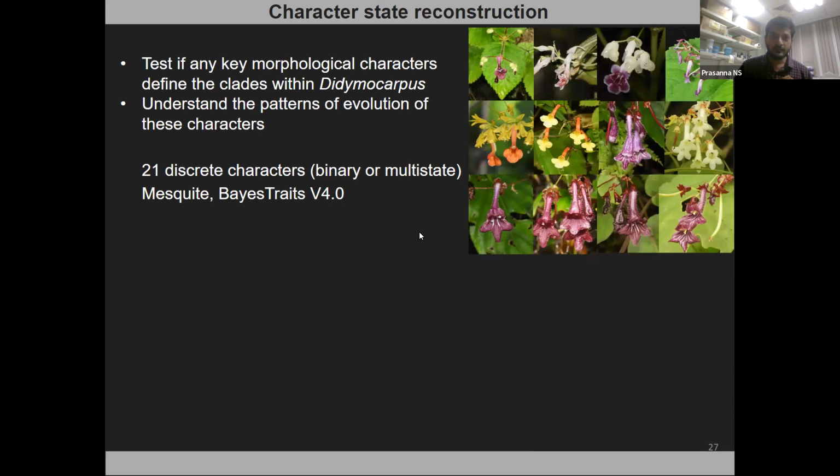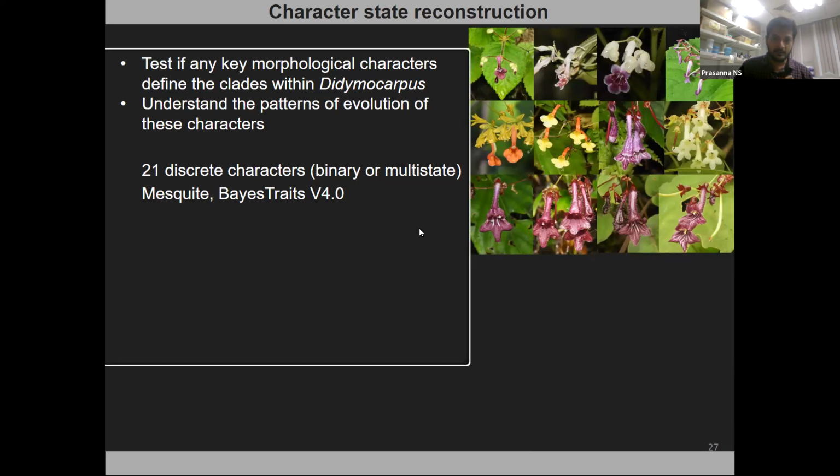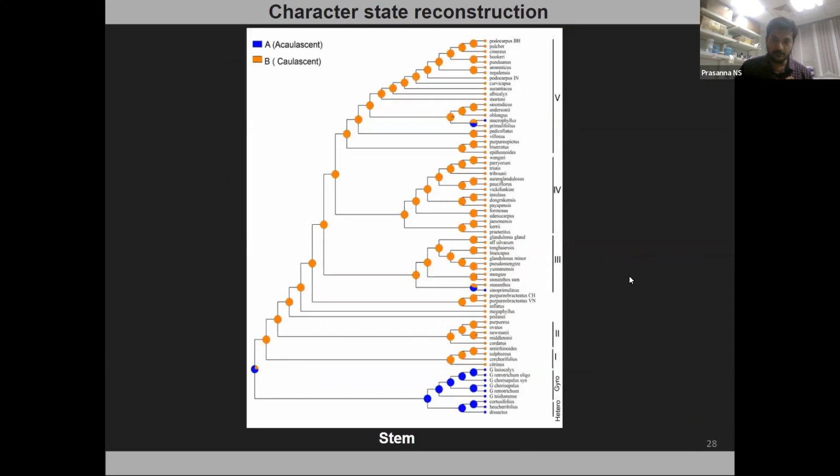We did the character state reconstruction, so I'll briefly select a few characters and show them here. Most of the taxa from Western China, including those of Gyrochilus, are acaulescent. The ancestral trait probably was acaulescent, and most of the Didymocarpus sensu stricto are caulescent species.